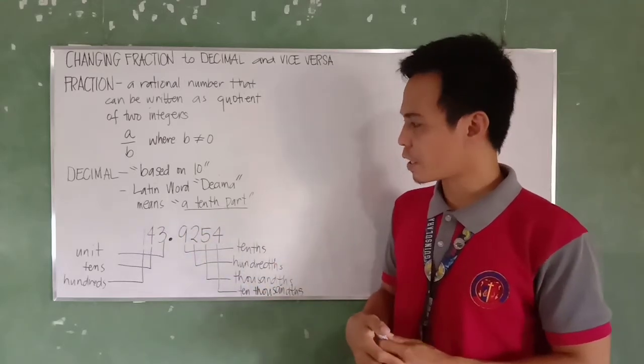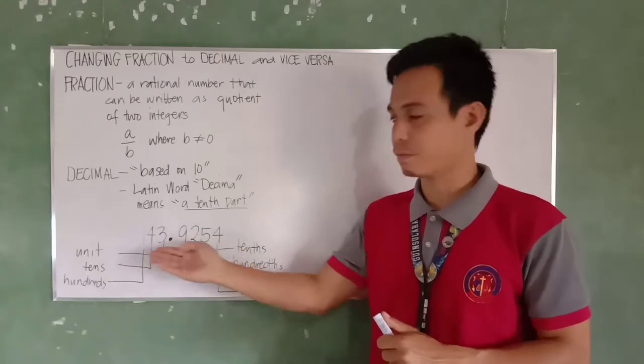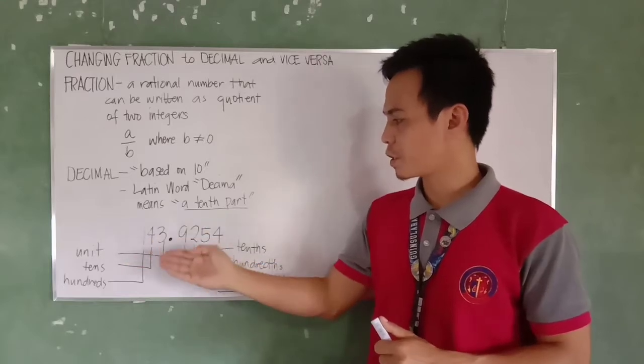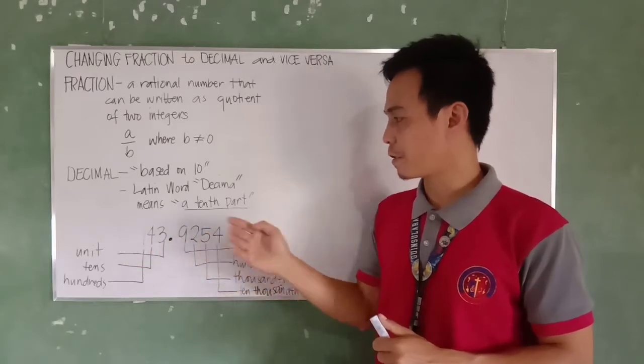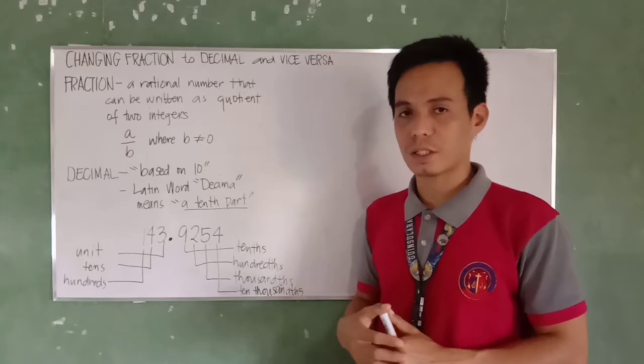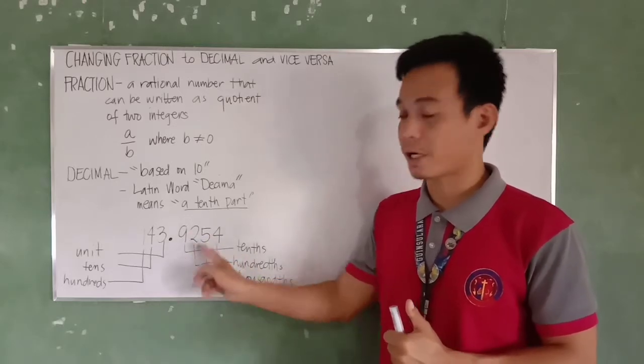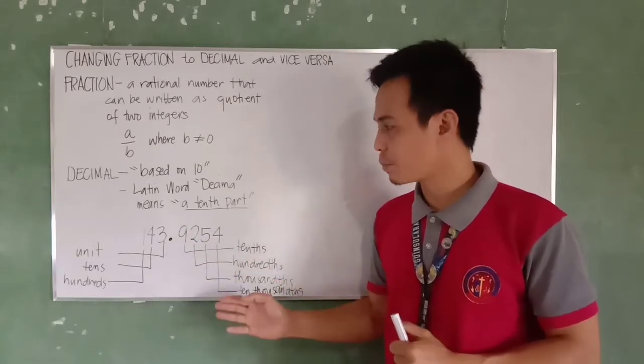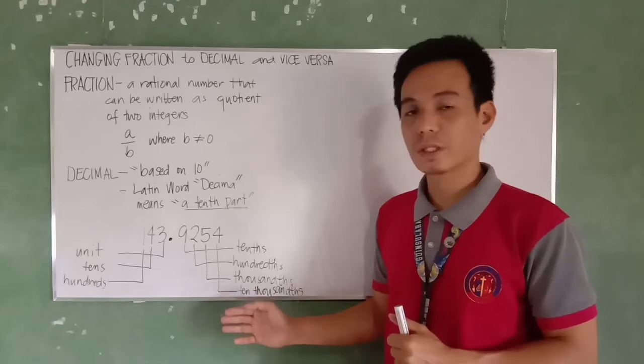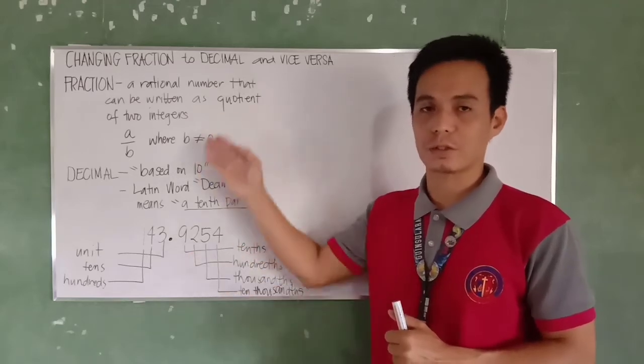So, okay. So, I have here a decimal number, 143.9254. So, take note of that, guys. Tatandaan niyo po to yung place value nila. Bakit? Magagamit natin to kapag nag-change tayo ng decimal into fraction.